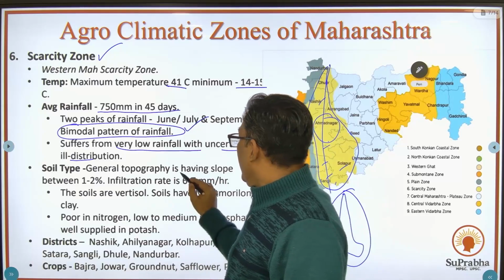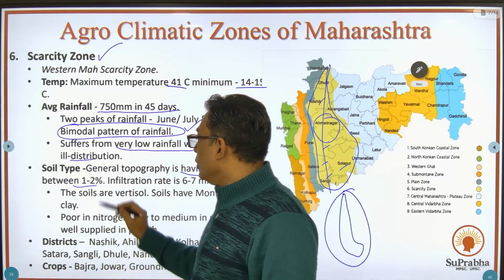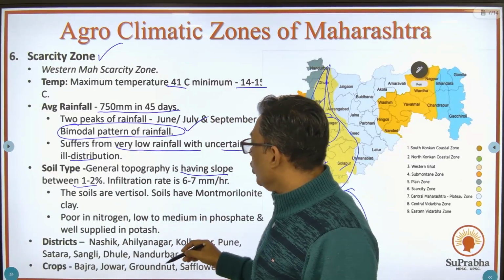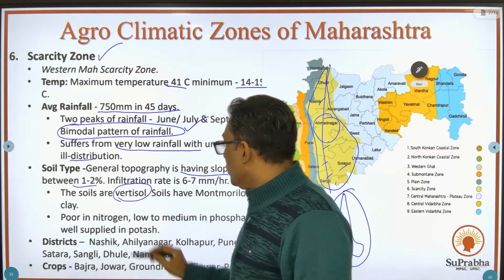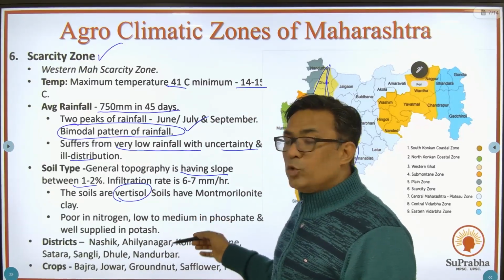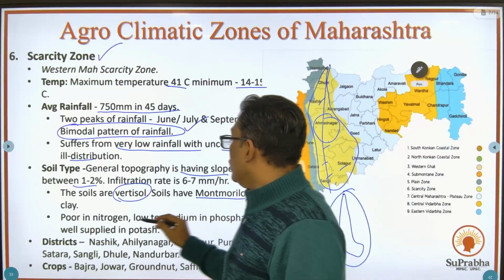Soil type: the general topography has a slope between 1 to 2 degrees. It's plain, but it has some slope. Soil varies from vertisol, that is a black soil, which has montmorillonite clay content.